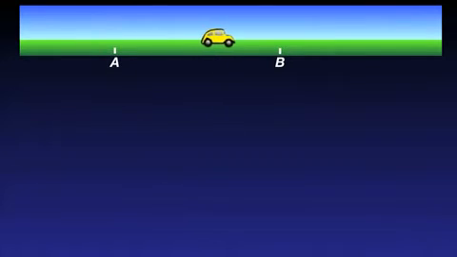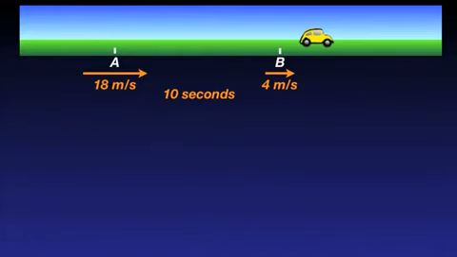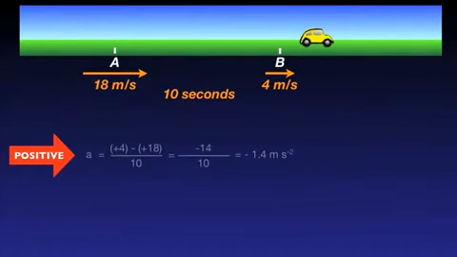Let's have a look at this quick example. The speed of the car at A is 18 meters per second and at B is 4 meters per second. Just to keep it simple, let's say that it takes 10 seconds for the car to move between A and B. If we choose the positive direction to the right, so it coincides with the direction of motion, the acceleration is final velocity minus initial velocity divided by time. In our case, the change in velocity is plus 4 minus plus 18 equals minus 14 meters per second. Divided by 10 seconds, this gives us an acceleration of minus 1.4 meters per second squared.